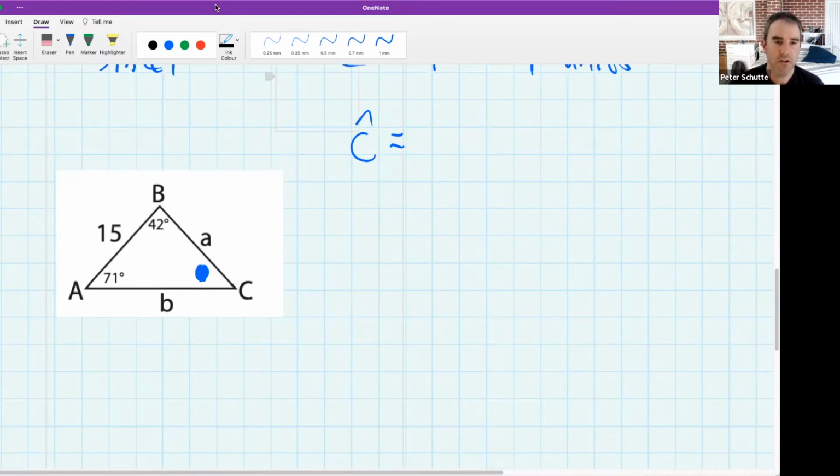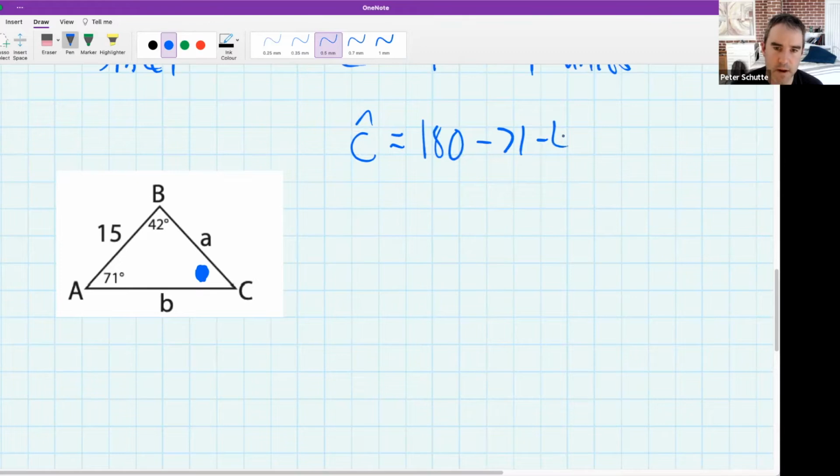Okay. So guys, to get angle C, we go 180 minus 71 minus 42. So 180 minus 71 minus 42. And that gives us 67 degrees. So I'm going to give you a little bit of a help by saying this is 67 degrees.